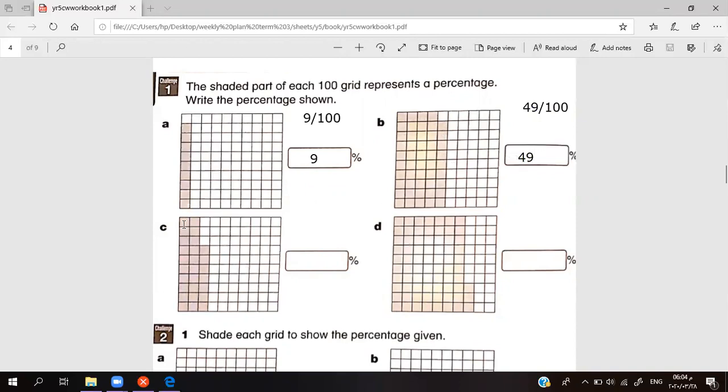49. Here let's count 10, 20 and these are 7. So 27 from how many? 27 over 100. So what is the percentage? 27. Last one. 10, 20, 30, 40, 50, 60, 70 and 3. So what is it? 73 over 100. The percentage here is 73. It's very easy. Okay.